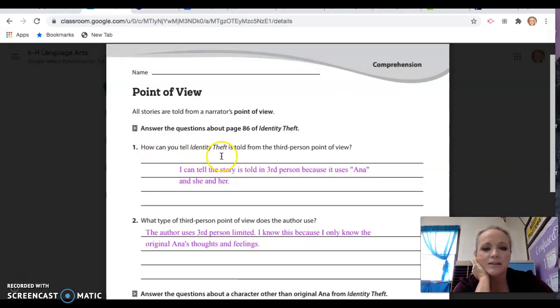The first question says, how can you tell Identity Theft is told from the third person point of view? And in both of my classes, we said we don't see the word I. The narrator is not a person speaking from the text. It's an outside narrator. So we said I can tell the story is told in third person because it uses words like Anna, she, her. So you need a complete sentence here. Make sure that you start your answer with a restating of the question. How can you tell? I can tell.